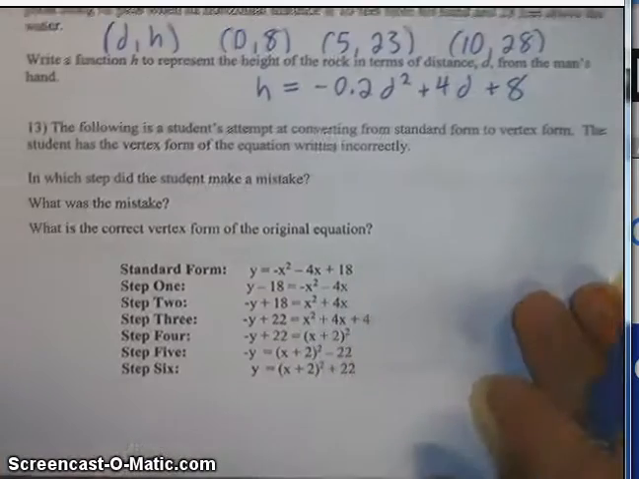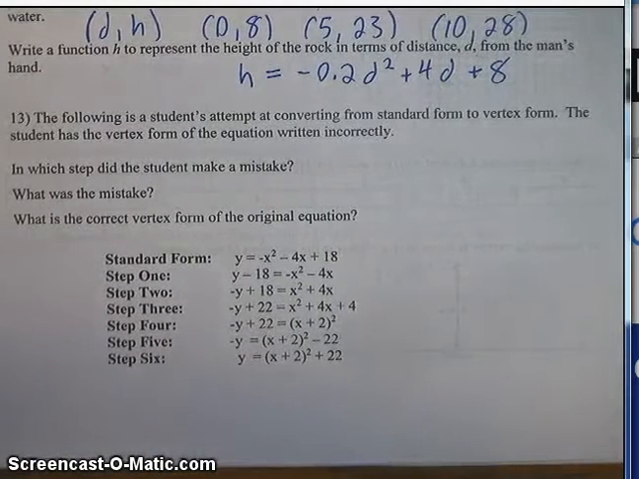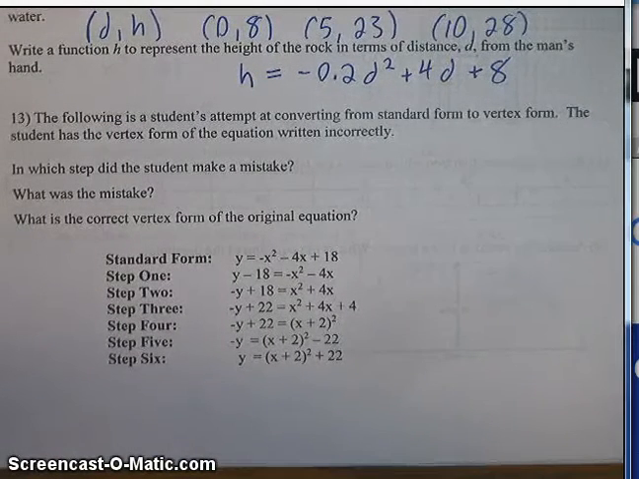Number 13. The following is a student's attempt at converting from standard form to vertex form. The student has a vertex form of the equation written incorrectly. In which step did he make a mistake? What was the mistake? And what is the correct vertex form of the original equation?